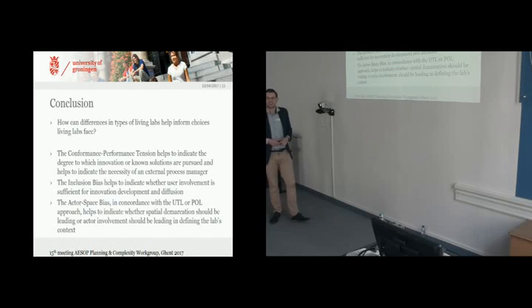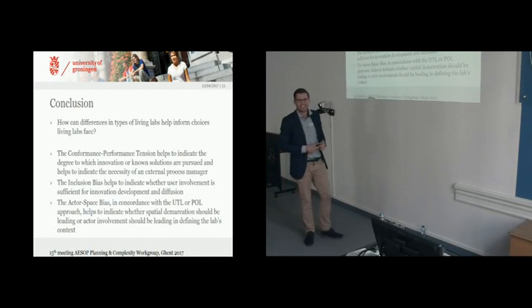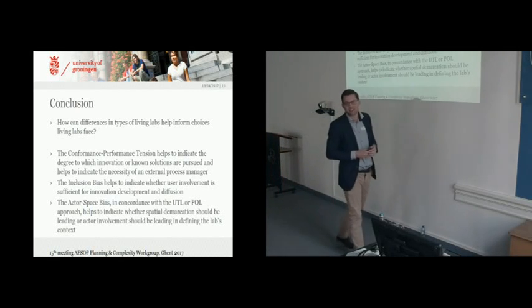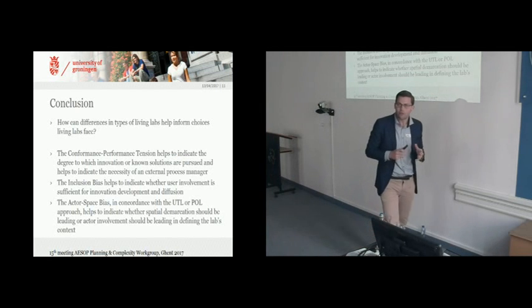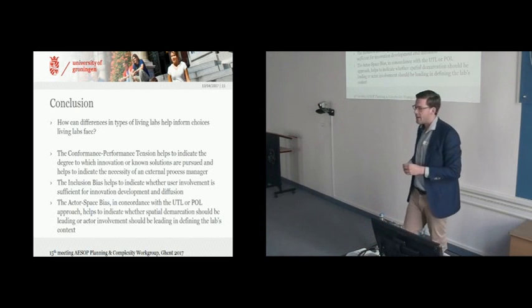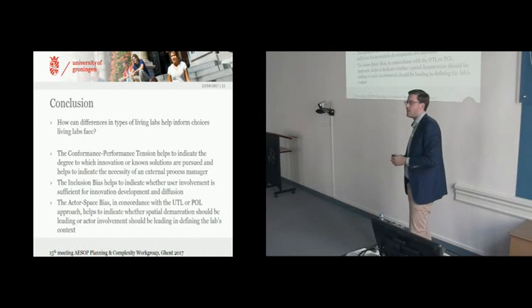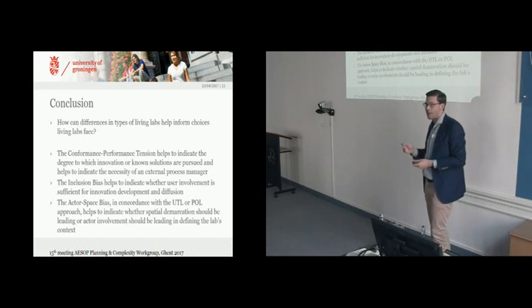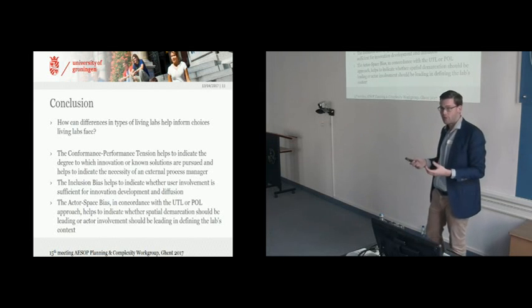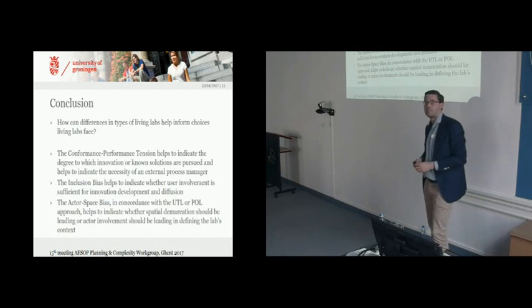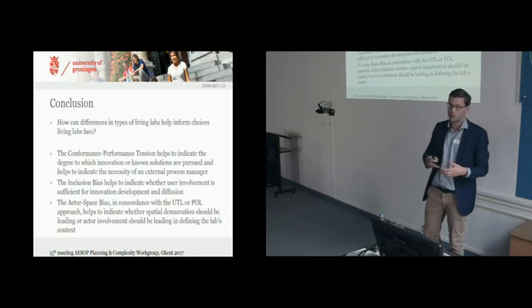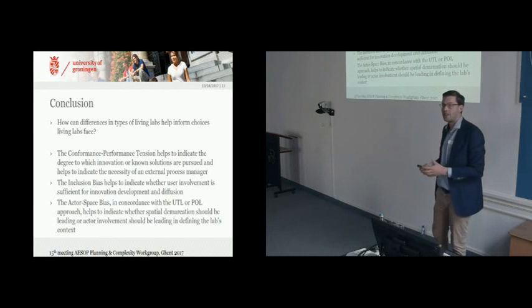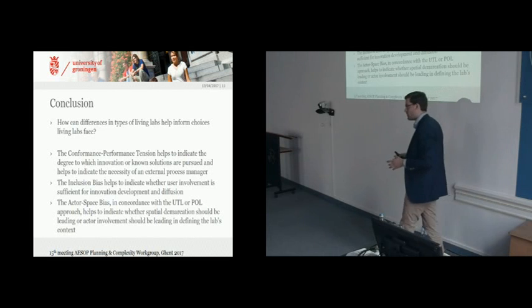My conclusions, and luckily well within time. The research question was: how can differences in types of living labs help to inform the choices they face? Besides key principles that we can find in literature, we've identified, based on these ideal types of living labs, three tensions. The conformance-performance tension can help to indicate the degree to which innovation or known solutions are pursued, and help to indicate the necessity of an external process manager.